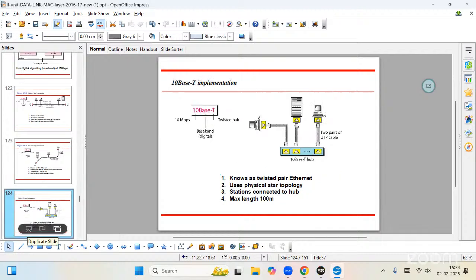Next, 10Base3. What is 10Base-T? T stands for twisted pair. Here we can use this kind of cable, UTP, unshielded twisted pair. UTP is unshielded twisted pair.